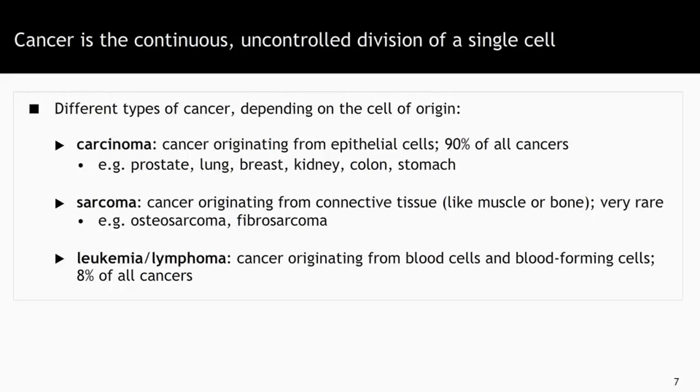If the originating tumor cell is from a connective tissue, like muscle or bone, the resulting tumor is referred to as a sarcoma. Sarcomas are very rare and represent only about 2% of cancers. An example of this type of cancer is osteosarcoma, and about half of all osteosarcomas are diagnosed in children and teenagers. Finally, if the originating cancer cell is a type of blood or blood-forming cell, then the resulting cancer is a type of leukemia or lymphoma, and these represent about 8% of all cancers.